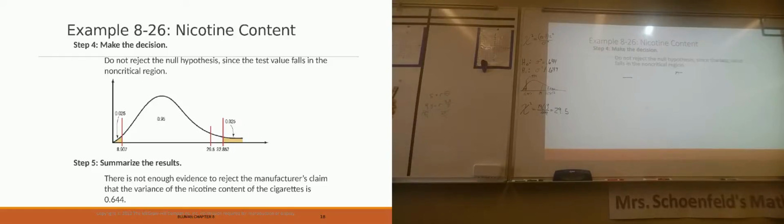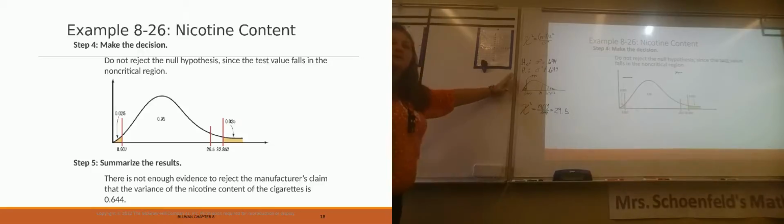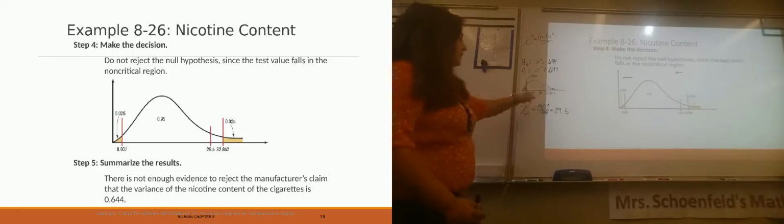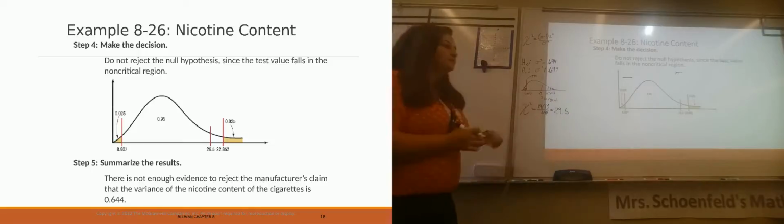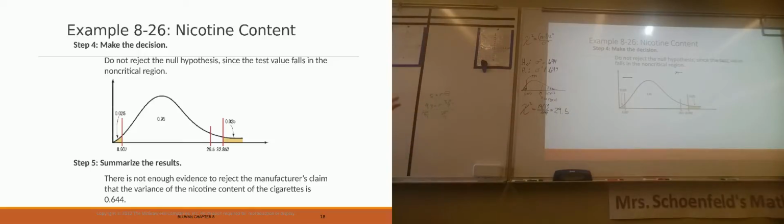Okay, so it's within that region. Don't reject it. You don't have to redo the little graph that you're making the whole time. You could write right here, don't reject it. No rejection. And then the fifth step is, what is your conclusion going to be? There's not enough evidence to reject the claim. If it was outside, you would say there is enough evidence to reject the claim.